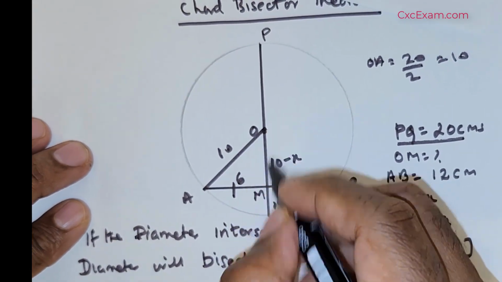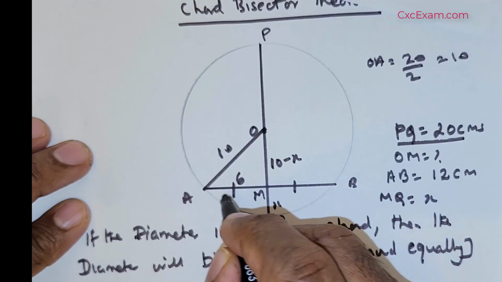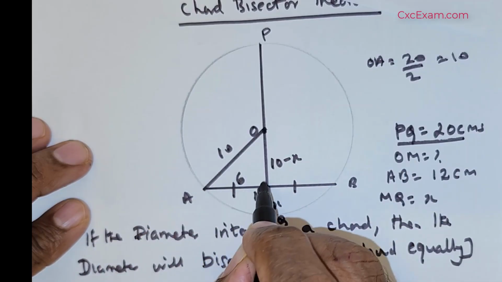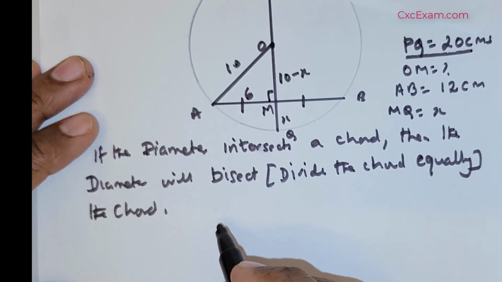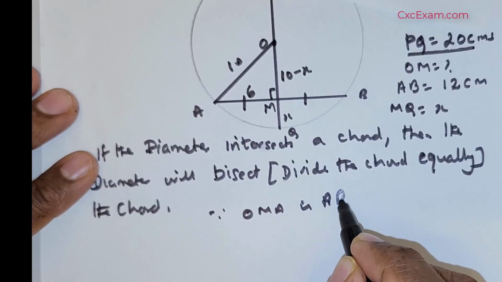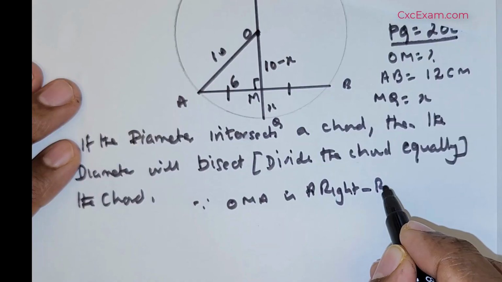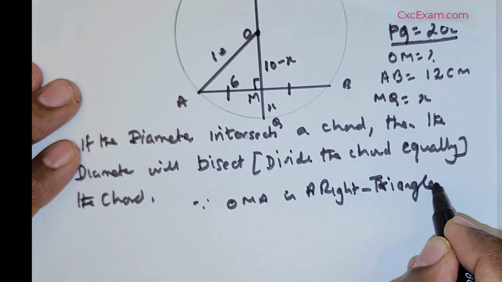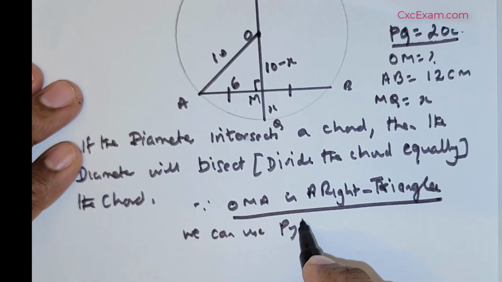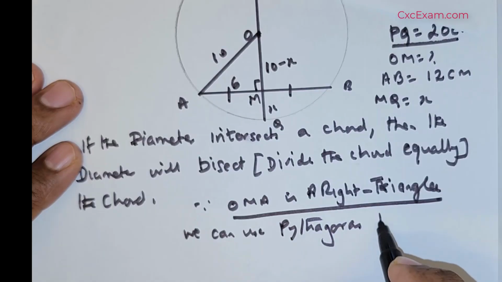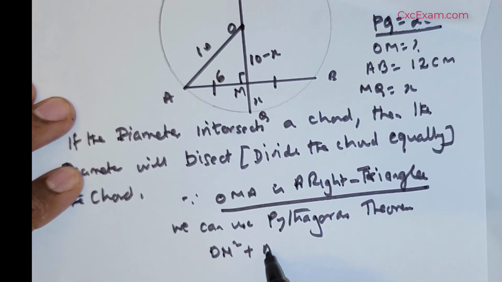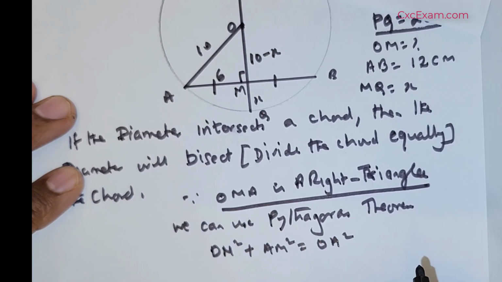Now this is an intersection, a bisector that is dividing AB into equal parts. So this is going to be 90 degrees. Since OMA is a right triangle, we can use Pythagoras theorem. So that's going to be OM squared plus AM squared is equal to OA squared.